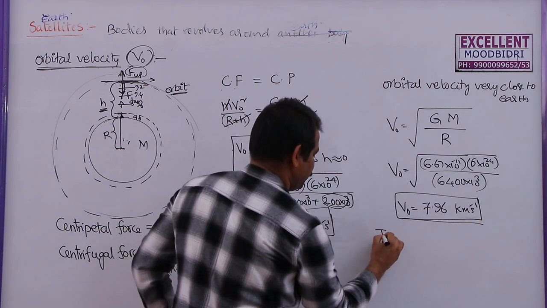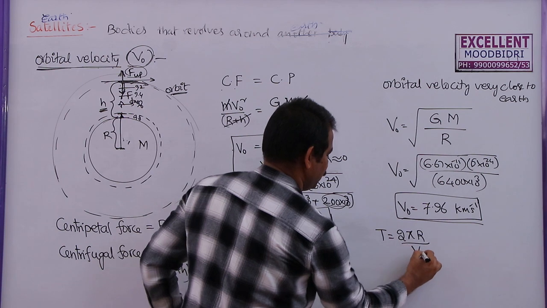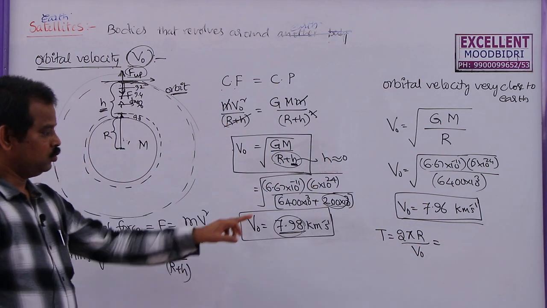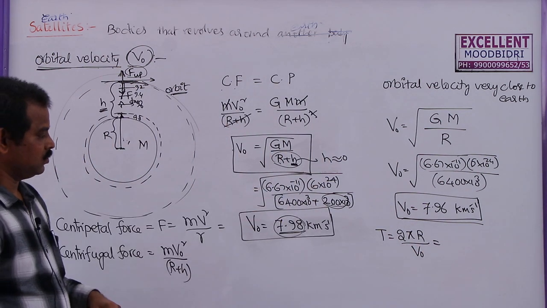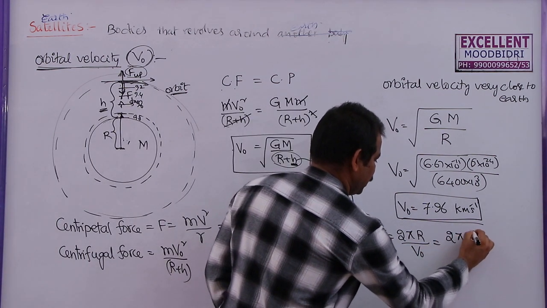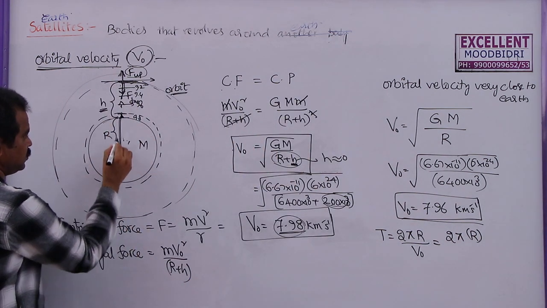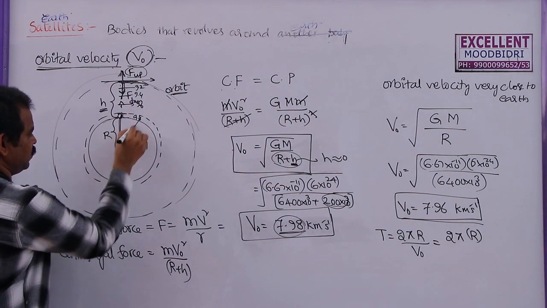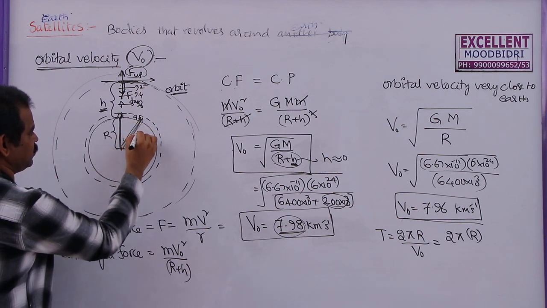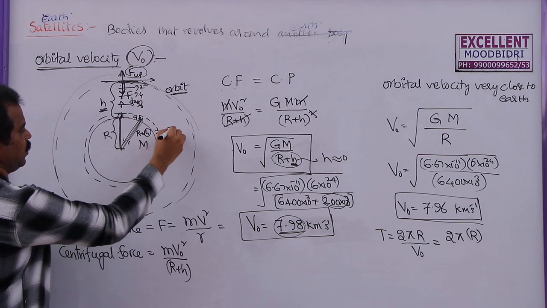Then what is the time period of this one? Time period is given by 2 pi r by v naught. So from this what can we write? 2 pi is constant. r is the radius of the orbit in which the satellite is revolving. This is r. This is negligible. So this will be r only, because actually this is r plus h. But h is very, very small. So you can take it as r only.